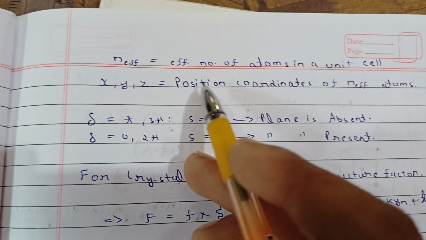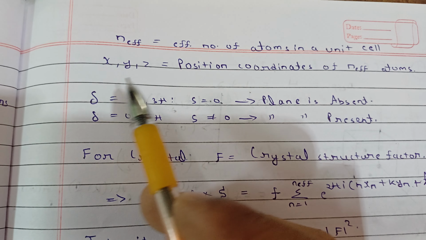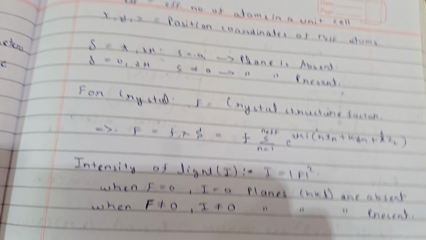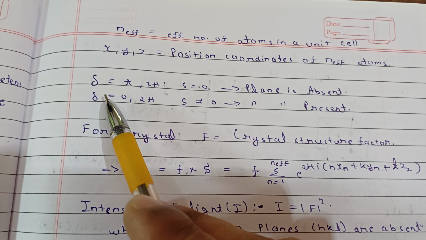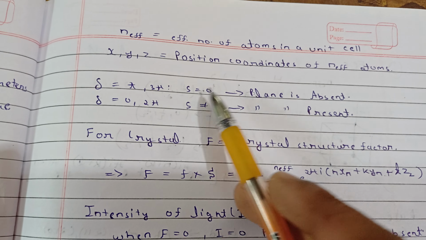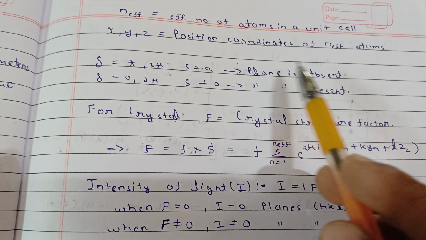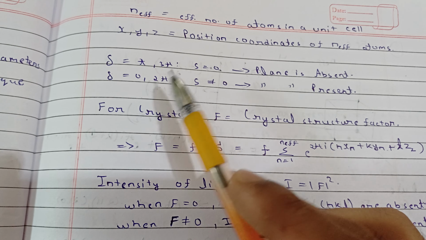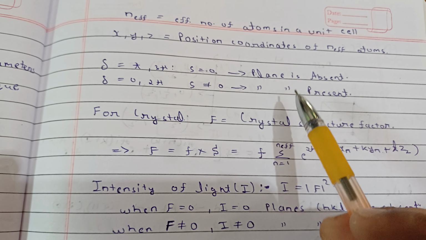So let's see the important things here. This N effective is nothing but the effective number of atoms inside a unit cell, and x, y, z are the position coordinates of the N effective atoms. When I give you examples, you will understand more about it. So for a phase difference of pi or 3 pi, we will have S equal to 0. Okay, and when S equal to 0, we will say that the plane is absent. Just remember this, that if S comes out to be 0, we will say the plane is absent. And when the phase difference is 0 or 2 pi, and we are having constructive interference, S won't be equal to 0 and the plane will be present.